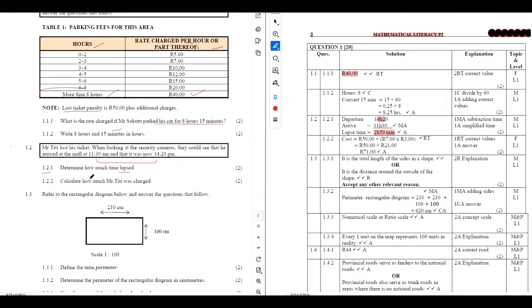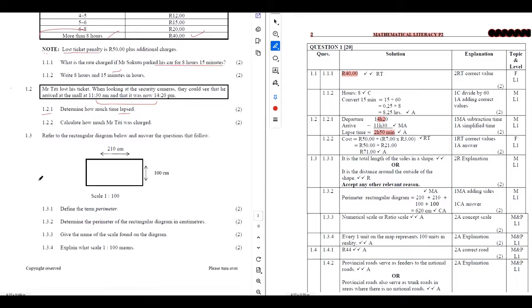So he spent 2 hours and 15 minutes. Okay. And then if we move to 1.3, we can see that we are told to refer to the rectangular diagram below and answer the questions that follow.